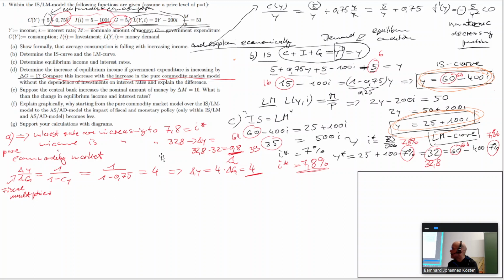So interest rates are rising, and if interest rates are rising, then investment is going down because we have a negative dependence of investment on interest rates. And this is the so-called crowding out effect.